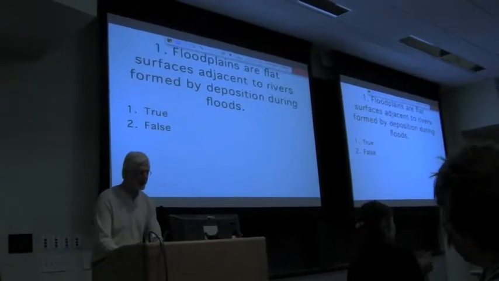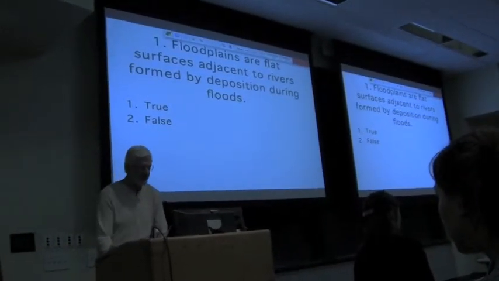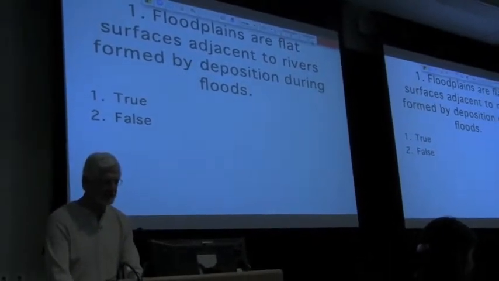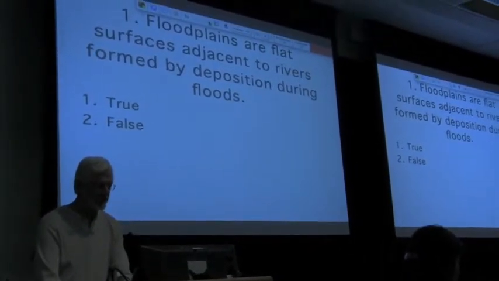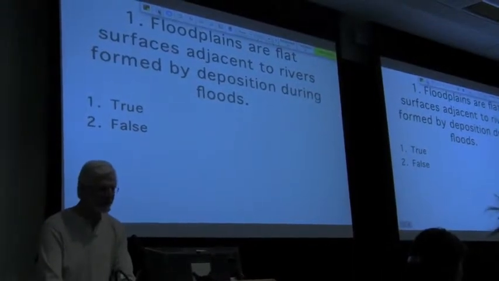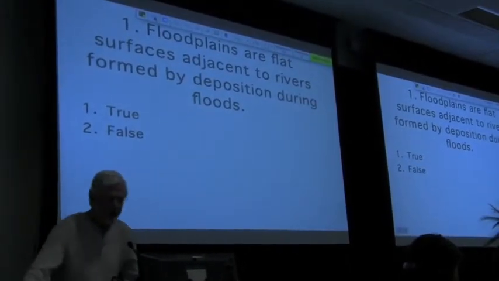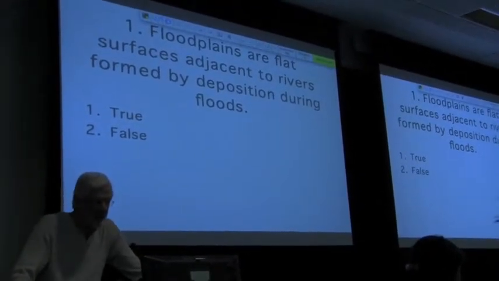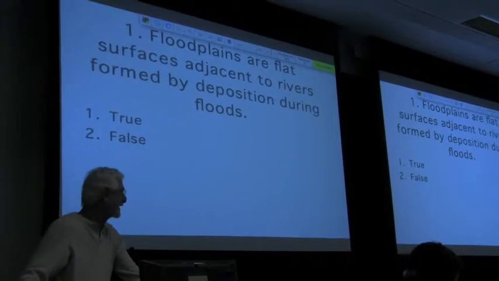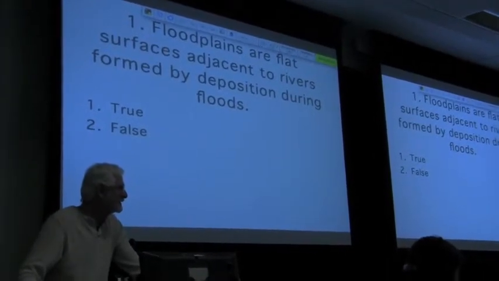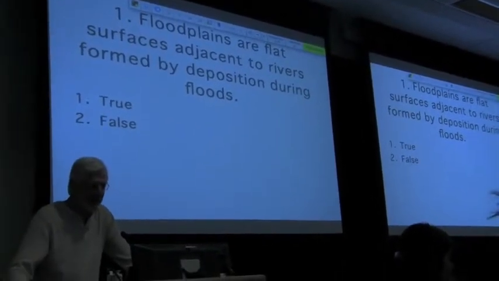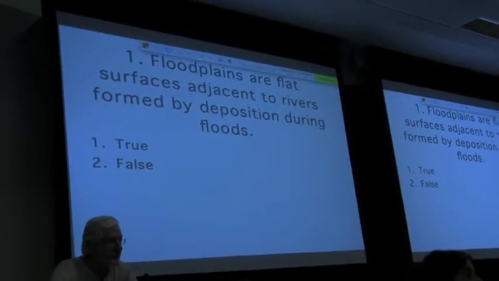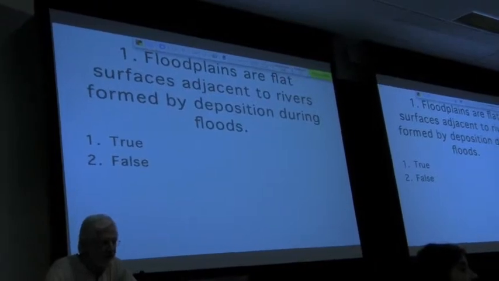And the first question is, floodplains are flat surfaces adjacent to rivers formed by deposition during floods. Now, wait a minute. What do I do? Oh yeah, here it is. Polls are open, you're firing away. Go, go, go. 50, 60, come on, 70, 80. Get in there. 100. Firing away. Good. I'm not too late. 114. Keep going. I'm missing a few people today. All right. 118. Very good.